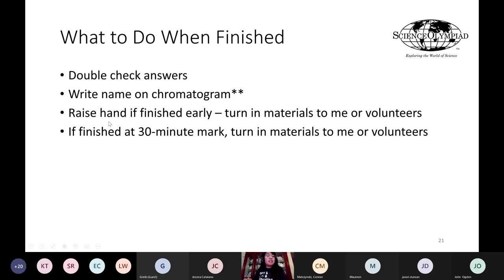If they finish early, they can raise their hand and then myself or one of my volunteers will collect their materials and make sure that they answered everything correctly. If they finish at the 30-minute mark, I'll be giving an announcement like, hey guys, the time allotted is done. Let's turn in your materials, and they'll either give them to me or one of my volunteers, like always.